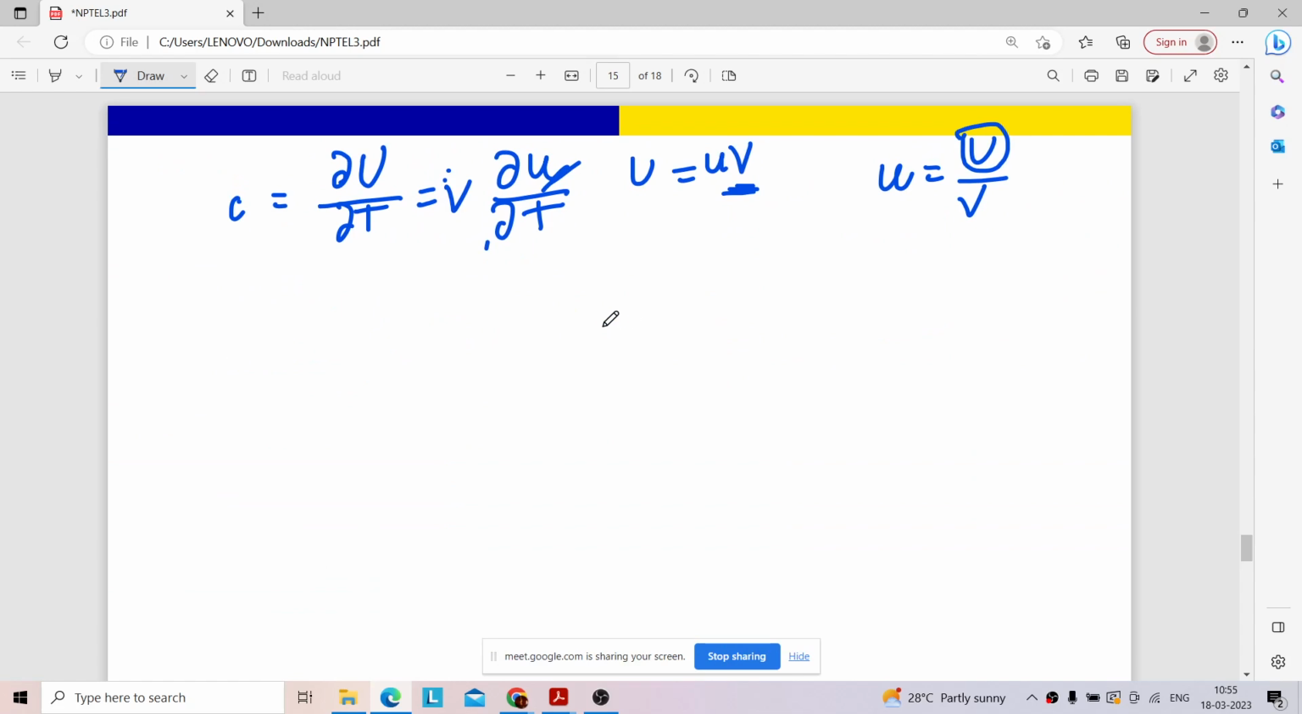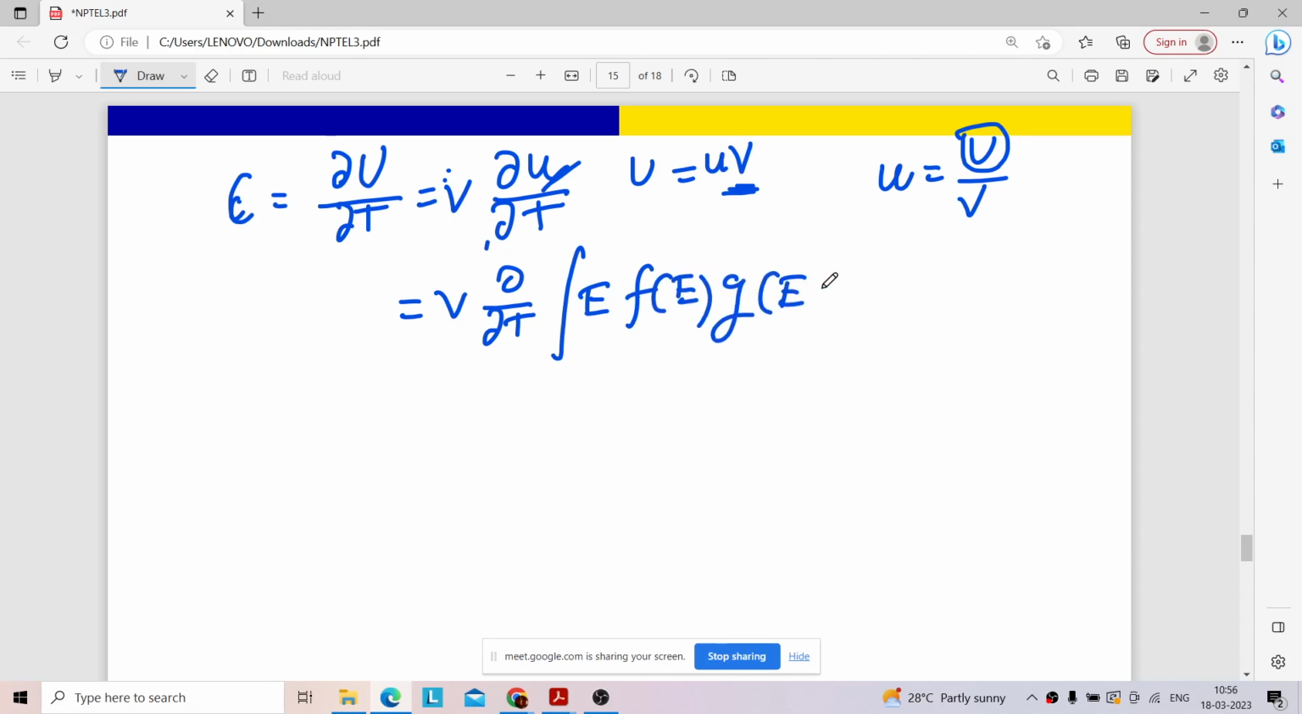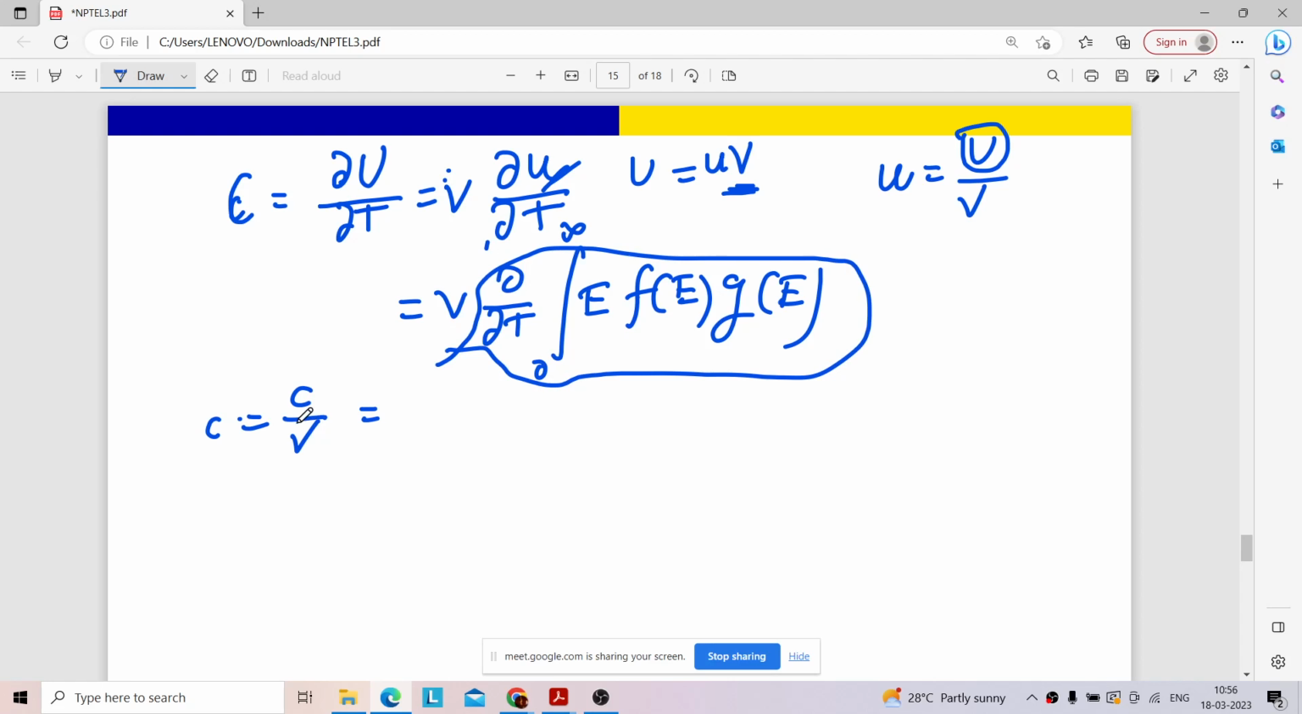So I can write my heat capacity, this is capital C, as V del u over del T. So this is the integration of E, f of E, c of E, with limits from 0 to infinity. If I want to calculate specific heat capacity, then I have to divide by volume, so this will be capital C over V. So specific heat also I can calculate from this formula. Right.